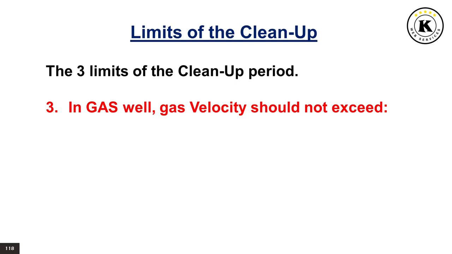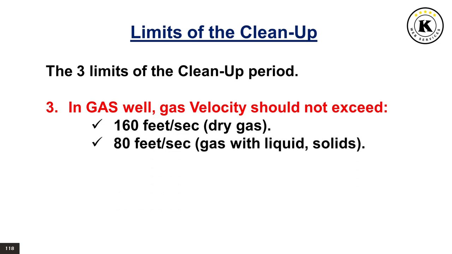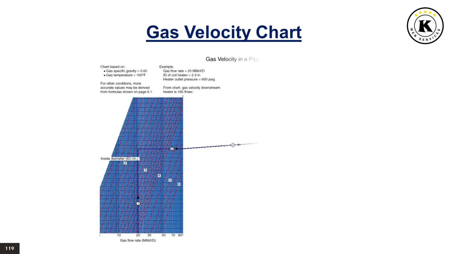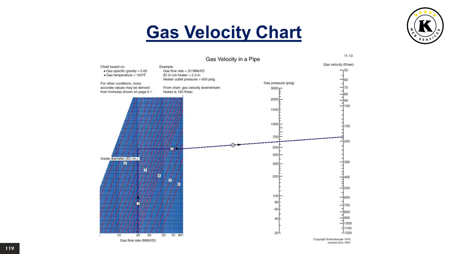3. In gas well, gas velocity should not exceed 160 feet per second in case of dry gas well, and 80 feet per second in case of gas well with liquid and solids. Note: these values are recommended to be respected between choke manifold and separator, principally downstream chokes, at choke manifold and heater. The gas velocity may be obtained using the gas velocity chart.